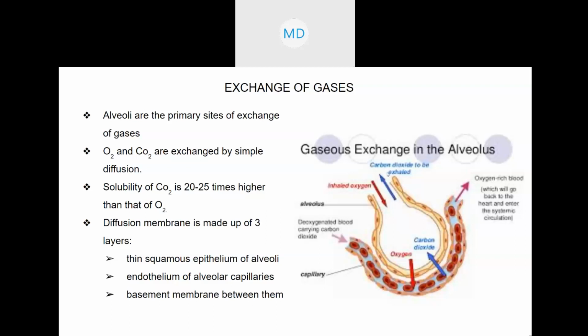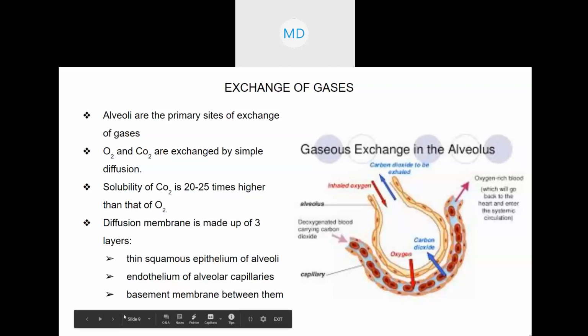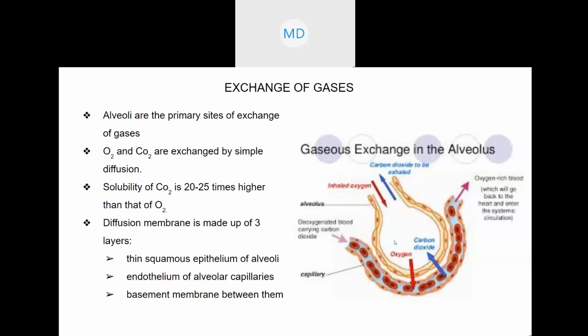Inspiration and expiration. Inspiration, when we inhale, this all happens. Then when the carbon dioxide is diffused from the deoxygenated blood, the inside of the alveolus is full of carbon dioxide. Then we exhale it. This is what happens in all the alveoli. We are just taking an example of a single alveolus. It happens in all the alveoli present in our lungs.